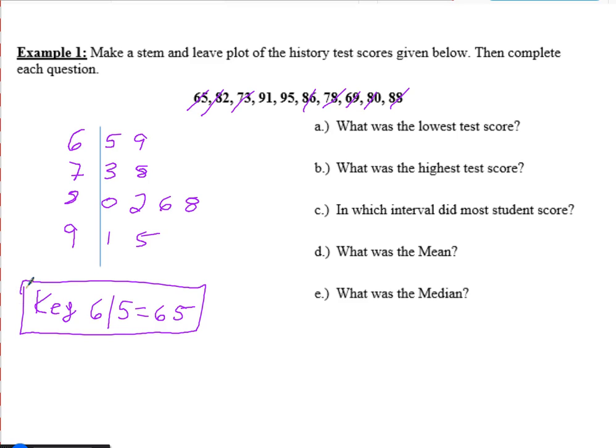So the first thing says, what is my lowest test score here? That's going to be the first number listed. So that's going to be right here, which is 65. My highest test score is going to be the last one listed, which is going to be 95.